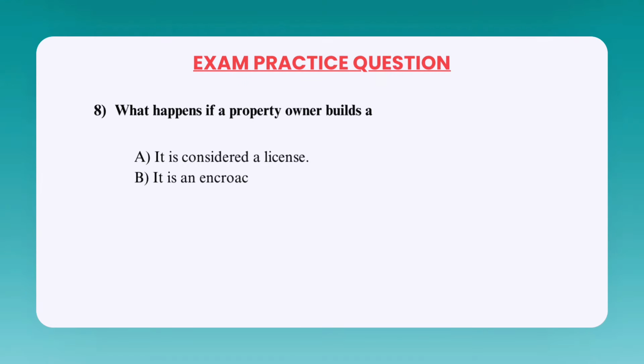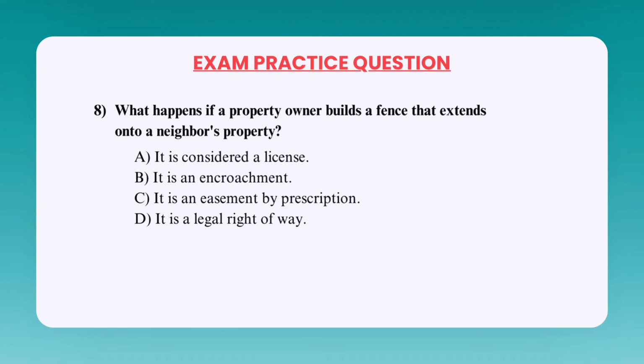Number 8. What happens if a property owner builds a fence that extends onto a neighbor's property? Is it A, it is considered a license? B, it is an encroachment? C, it is an easement by prescription? Or D, it is a legal right of way?